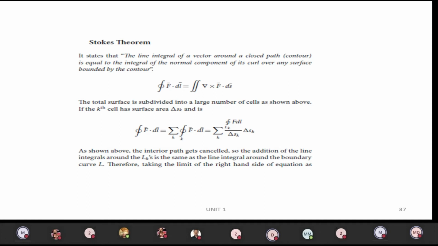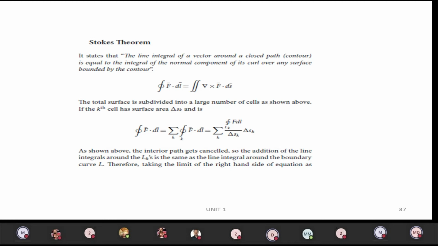The line integral of the vector over the closed path is equal to the integral of the normal component of its curl over any surface bounded by the contour. Bounded by the contour. What we will have is closed integral of F dot dl equal to double integral of del cross F into dS.